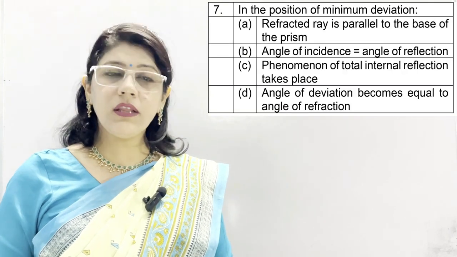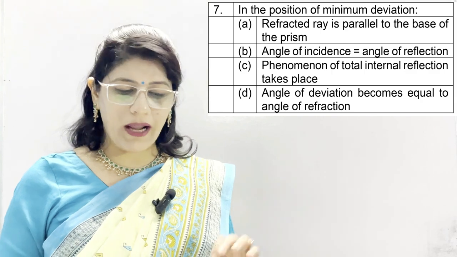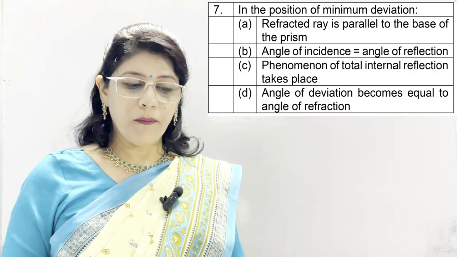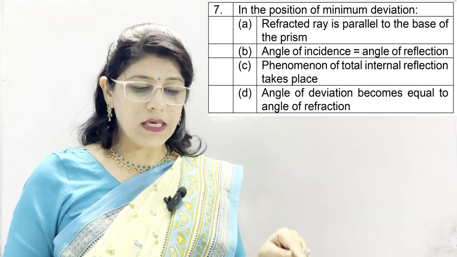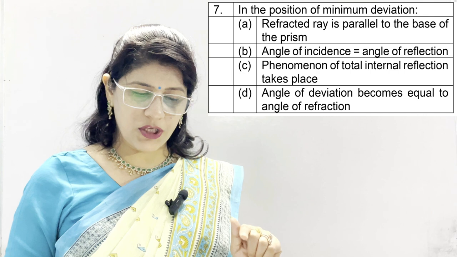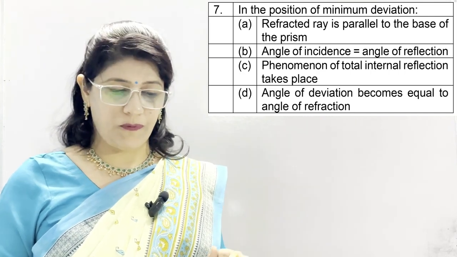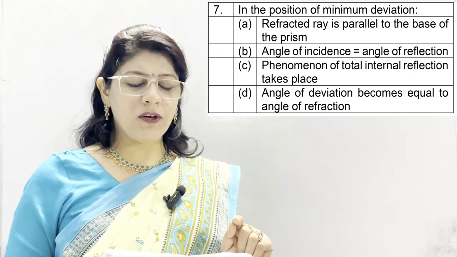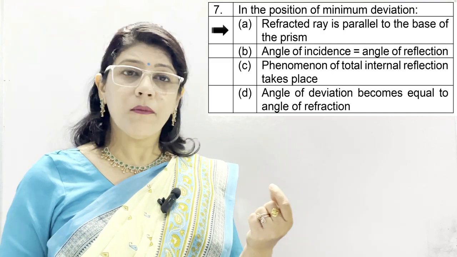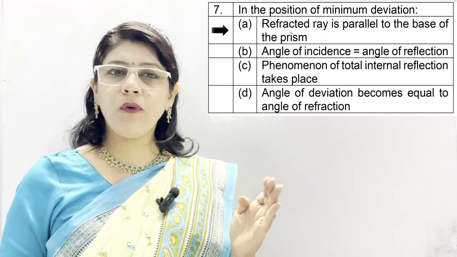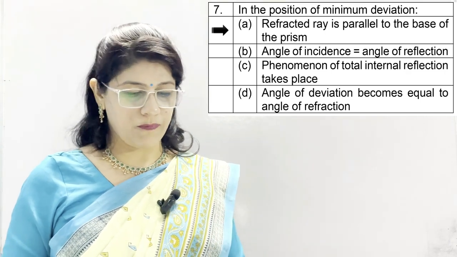Question number 7. In the position of minimum deviation, option A, refracted ray is parallel to the base of the prism. B is angle of incidence is equal to angle of reflection. C is phenomenon of total internal reflection taking place. D is angle of deviation becomes equal to angle of refraction. In the position of minimum deviation, correct option is A, refracted ray is parallel to the base of the prism, and we know angle of incidence is equal to angle of emergence here, not angle of reflection.